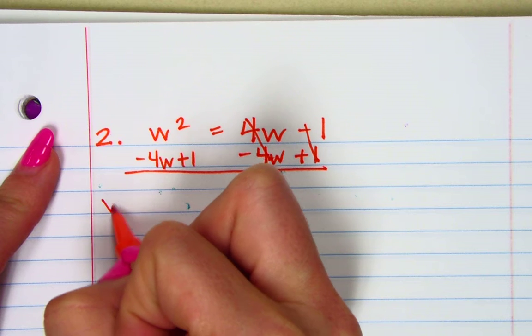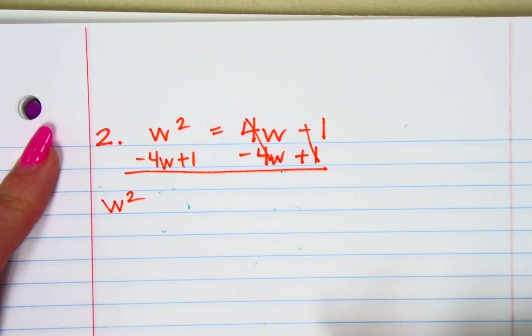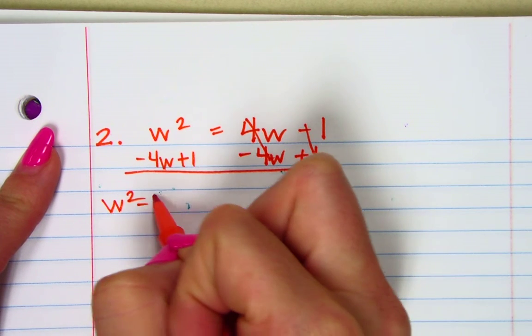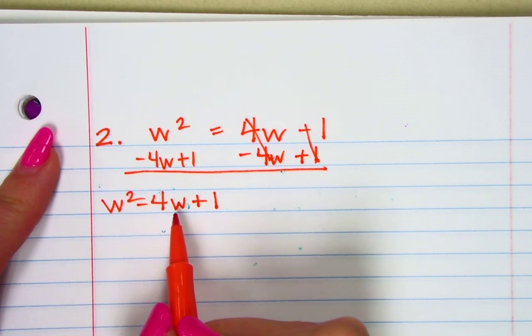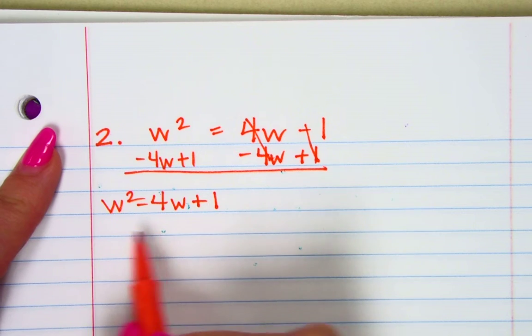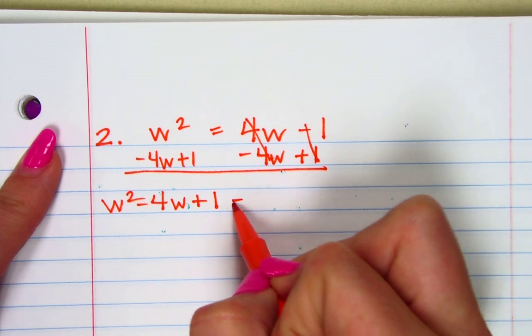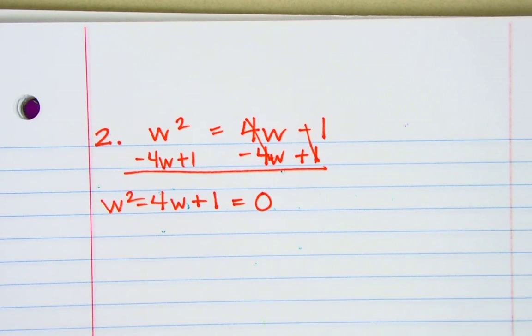What order do I need to put them in? W squared, what comes next? Negative 4w, and then plus 1. That way it's in ax squared plus bx plus c. Even though these are w's and not x's, it still works the same way no matter what the variables are.